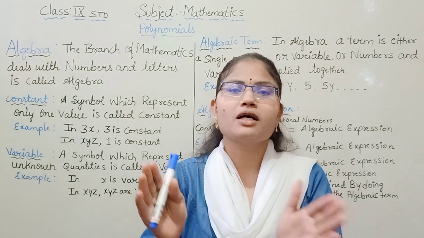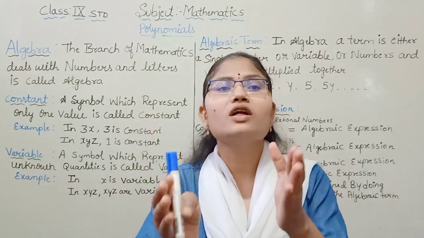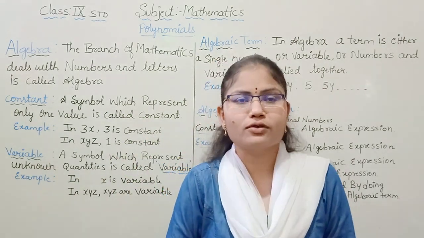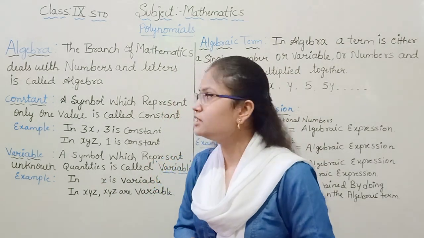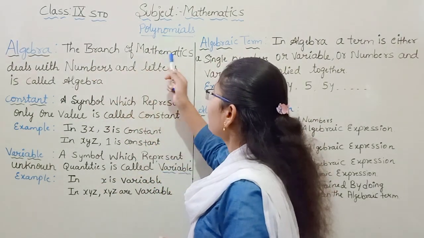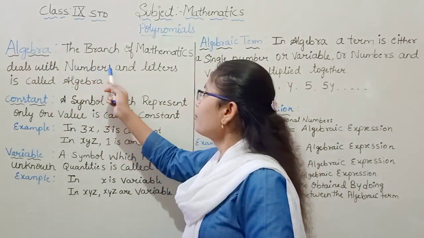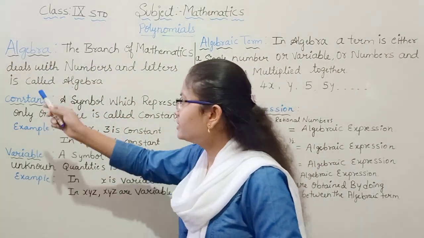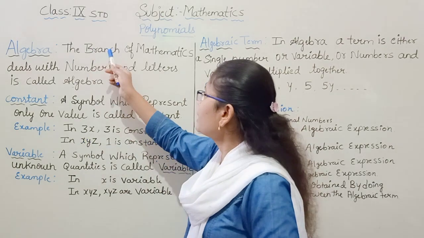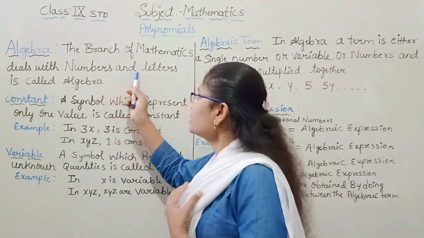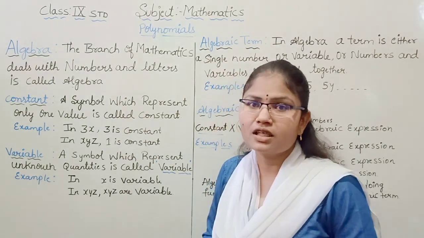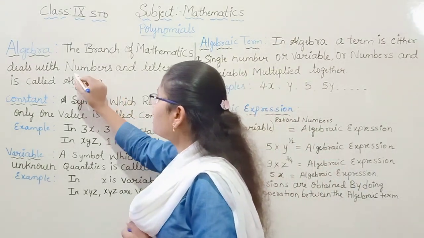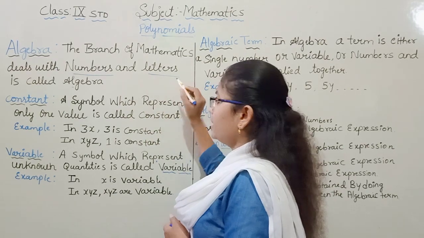Geometry means the branch of mathematics that deals with only shapes. And what is meant by algebra? Algebra is the branch of mathematics that deals with numbers and letters. The branch of mathematics that deals with numbers and letters is called algebra.